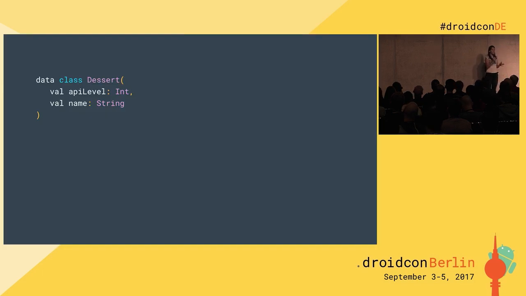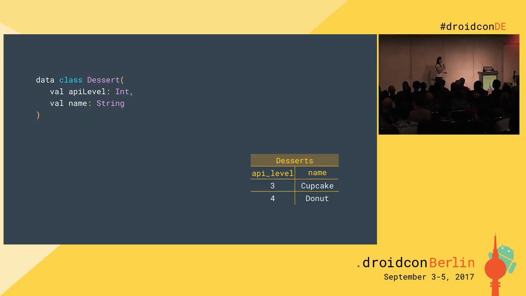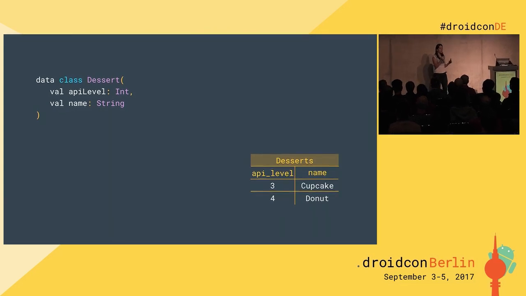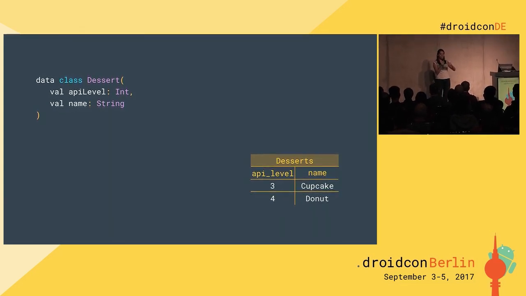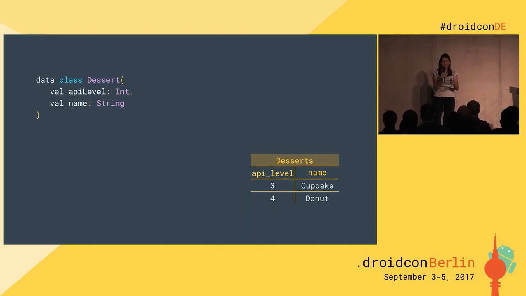Let's say that we have a Dessert class. And this Dessert class has an API level and a name. We know which kind of dessert we're talking about. And what I want to have is a table in my database that's called desserts, that also has a column called API level and a column called name. And of course, that API level should be the primary key of that table. But actually, what I want is that every row of that table is an instance of that Dessert class.